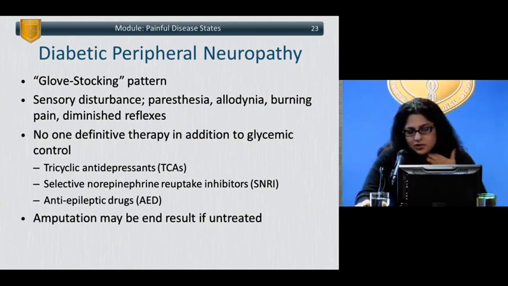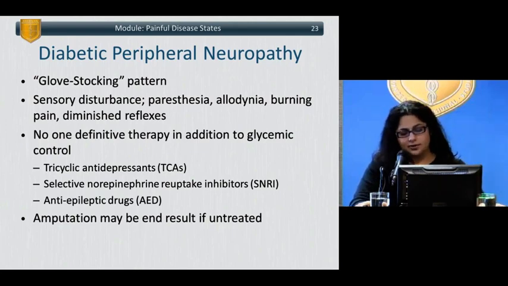Most of the first line treatments include some of our membrane stabilizers, otherwise known as anti-epileptic drugs, and our antidepressants, such as our tricyclic antidepressants and our selective norepinephrine and serotonin reuptake inhibitors. Again, we'll talk about this a little later in the presentation as we talk about treatment modalities. Unfortunately, the ultimate treatment for some of these patients which have severe diabetic neuropathy may lead to amputation if the disease isn't treated appropriately.